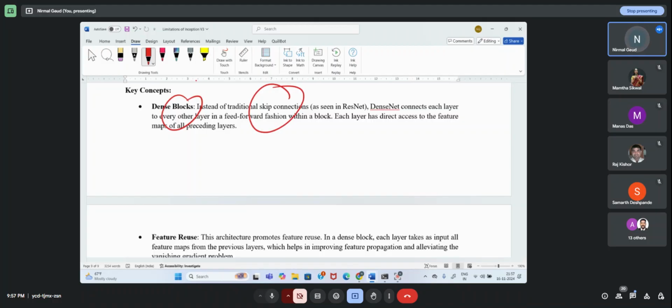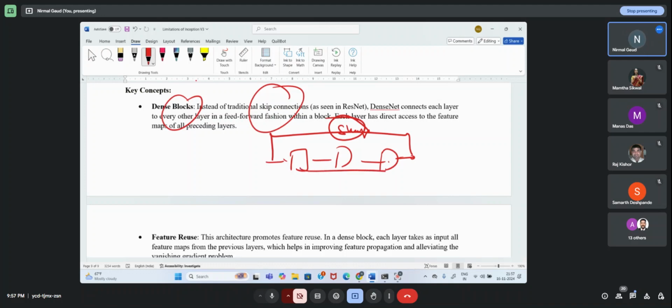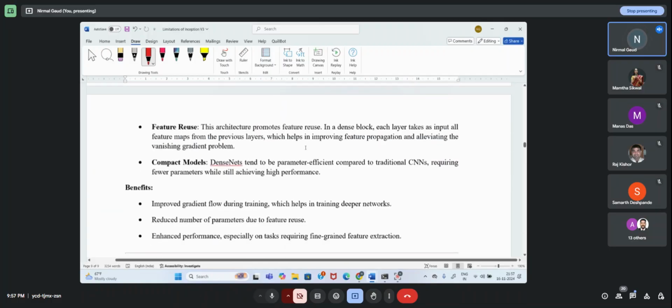Skip connection, what do you mean by skip connection? This is your architecture, and I am tapping it back here. This is skip connection. That means information should not just be reduced. Just give it back here. Whatever is here, give it back and add it to this. This is skip connection. So in dense blocks, DenseNet, I have skip connection. I can reuse the feature.